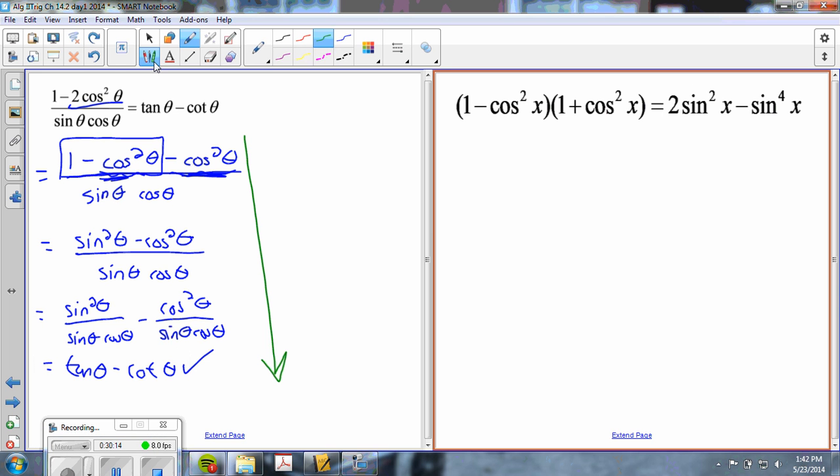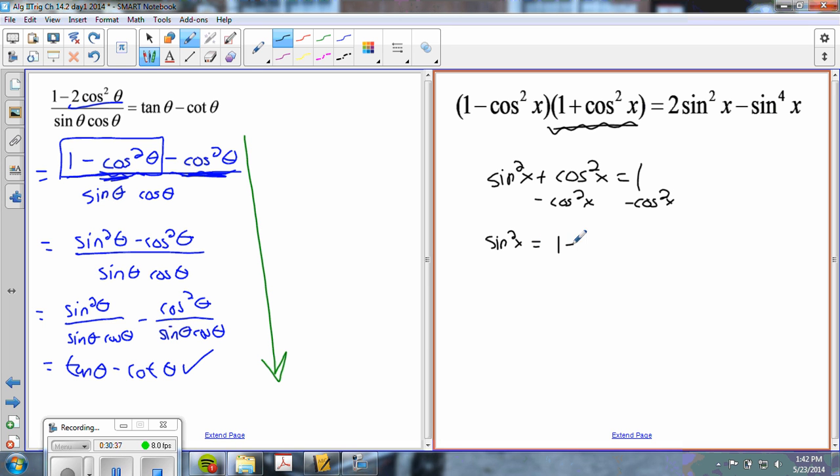Chase is asking, is 1 plus cosine squared x an identity? Well, if we take sine squared plus cosine squared, and we try to get this to happen somewhere, I can subtract the cosine squared, and that gives me sine squared equals 1 minus cosine squared. And then to make that a plus, I could try to multiply everything by -1. That would give me this. And that's still not the same.